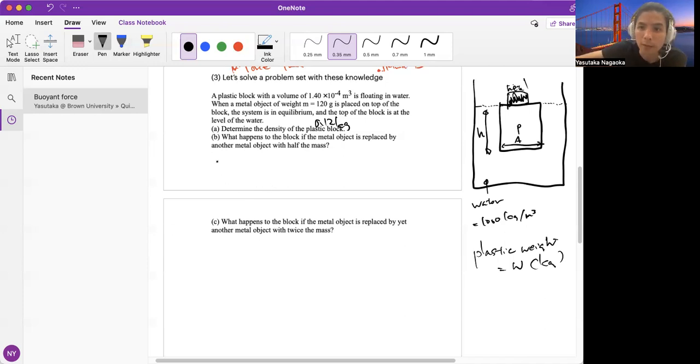And like I said, if you are trying to solve a problem set about the buoyancy force, you only need to deal with the upward force and the downward force.